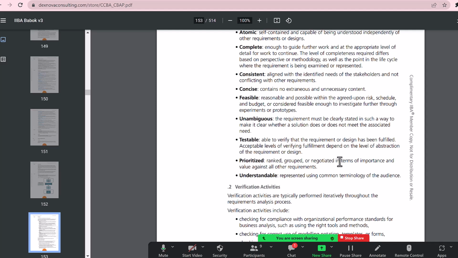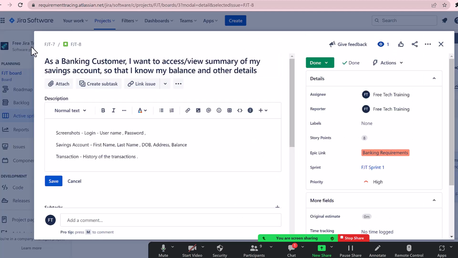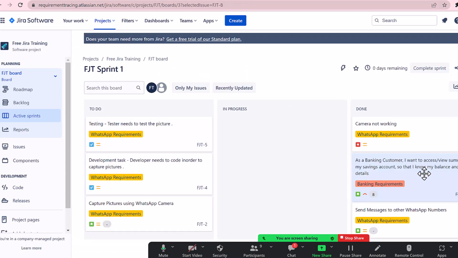So what is the importance of this particular requirement against all the other requirements? Let's say, for example, there are so many requirements in the Jira board. Which requirement is the top priority? Which one does our developer have to focus on in the next sprint, and which one needs to be developed first? Okay, that is priority.